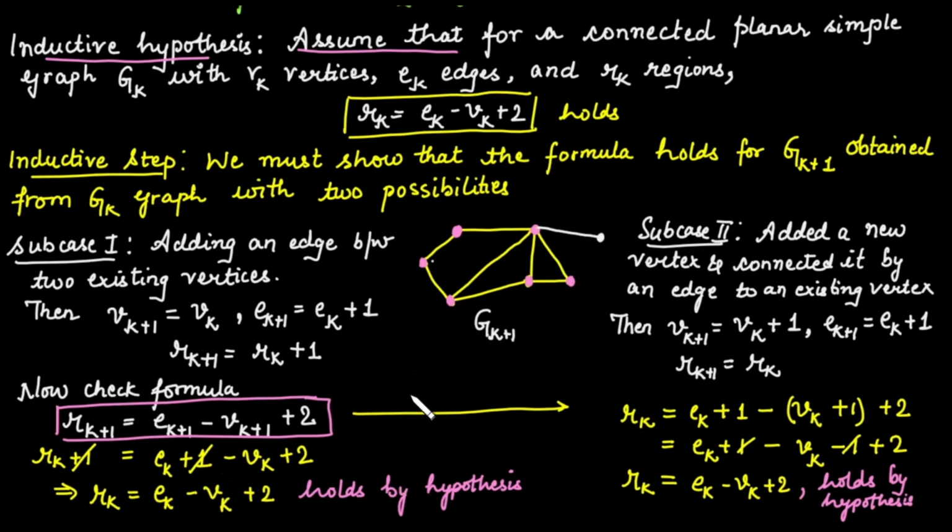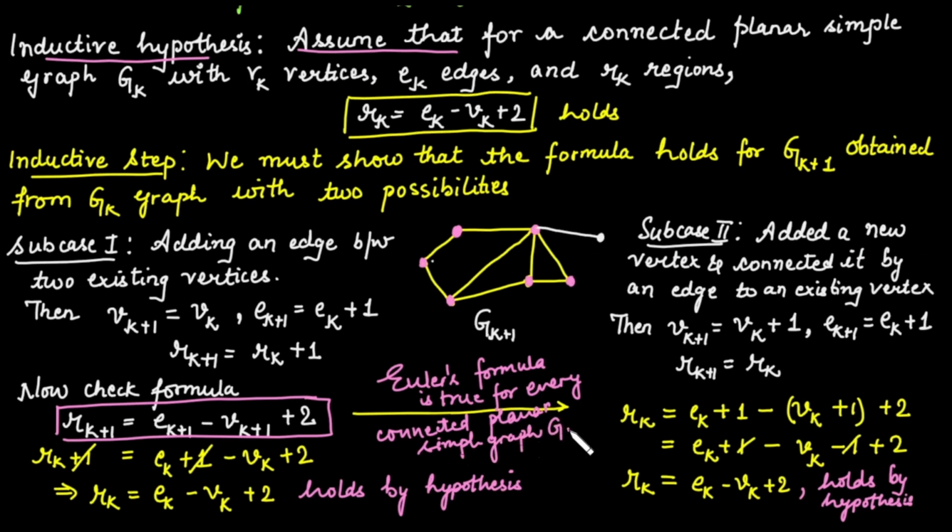And finally, we can conclude Euler's formula is true for every connected planar simple graph G. So this is how we can prove that Euler's formula is applicable for the planar connected simple graph.